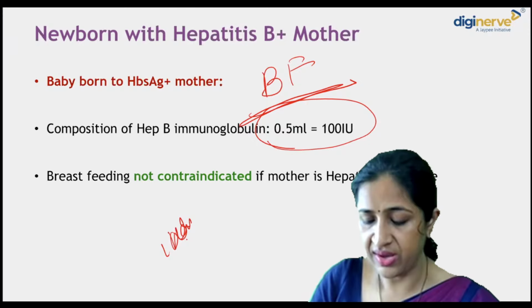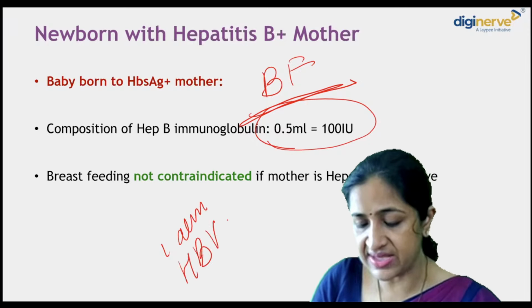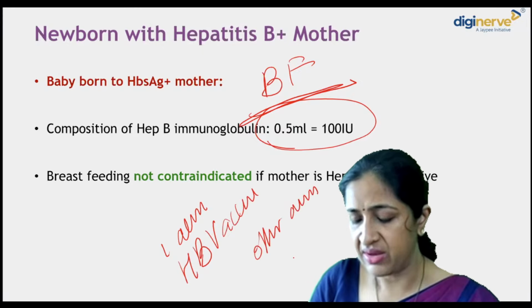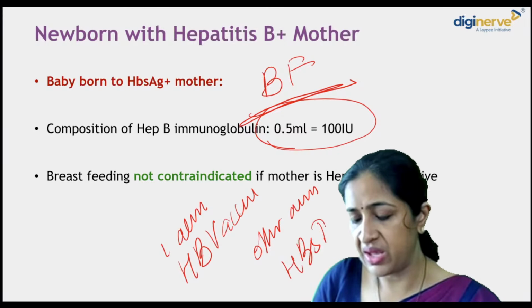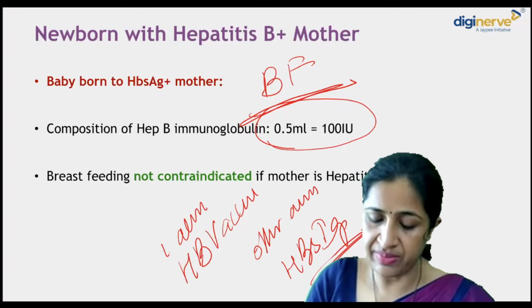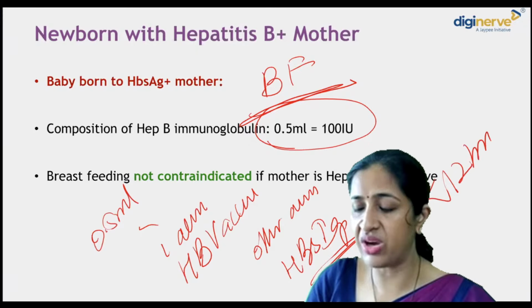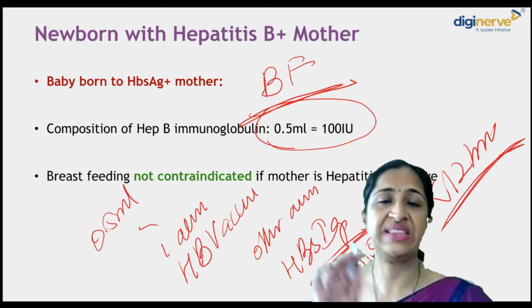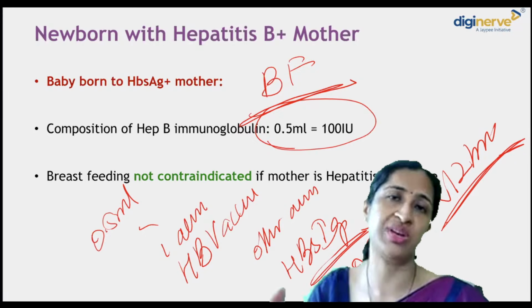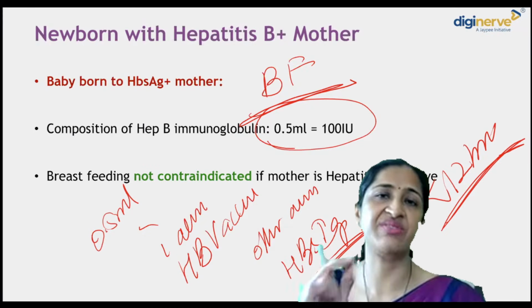arm. Okay. In one arm, hepatitis B vaccine, other arm or thigh, hepatitis B immunoglobulin will be given, both 0.5 ml within 12 hours of birth. This is the hepatitis B prophylaxis or management of neonate born to HBsAg positive mother. One side hepatitis B vaccine, one side HBIG, given within 12 hours of birth.